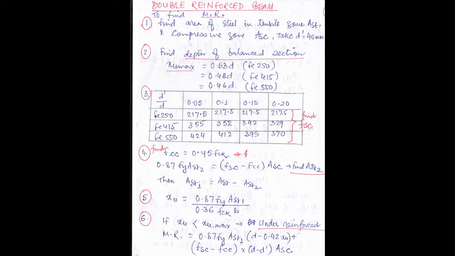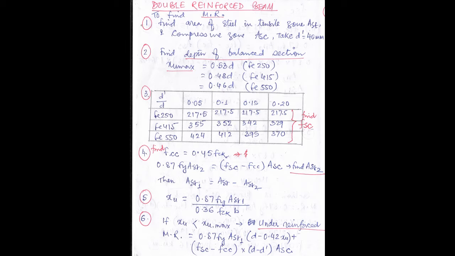Step number 2. Find the depth of the balanced section by this equation: XU max equal to 0.53 d for Fe 250, 0.48 d for Fe 415 and 0.46 d for Fe 550. Out of these three values, according to the question you choose the one for the steel grade given, and according to that you find the value of XU max. Next, this table you have to memorize.